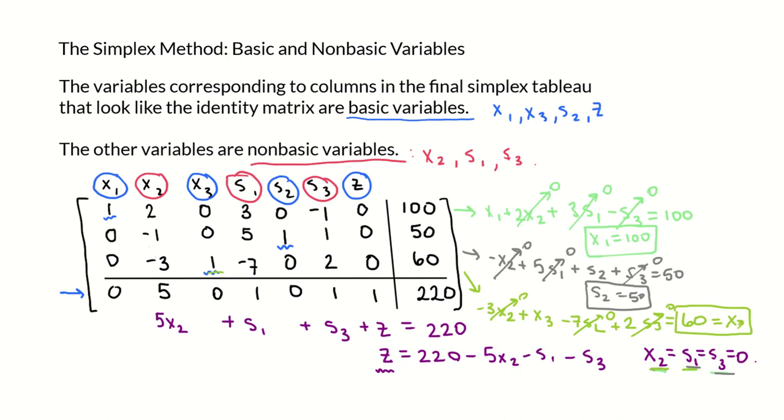So what that means is that our optimal solution, or our maximized solution, is z equals 220, and it occurs when x1 is equal to 100, x2 is equal to 0, and x3 is equal to 60.